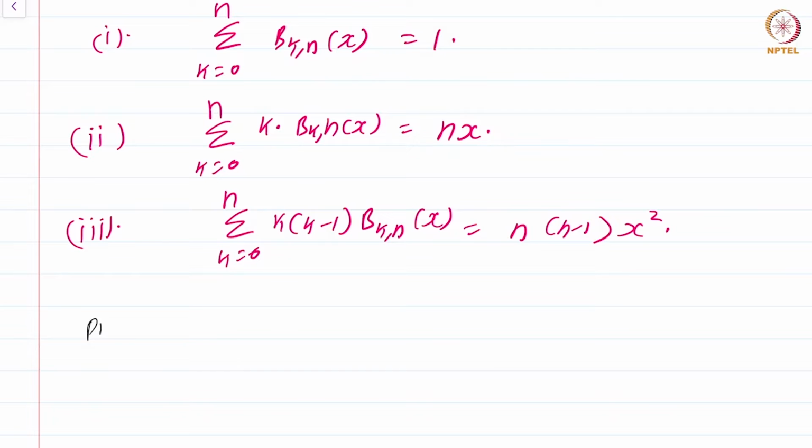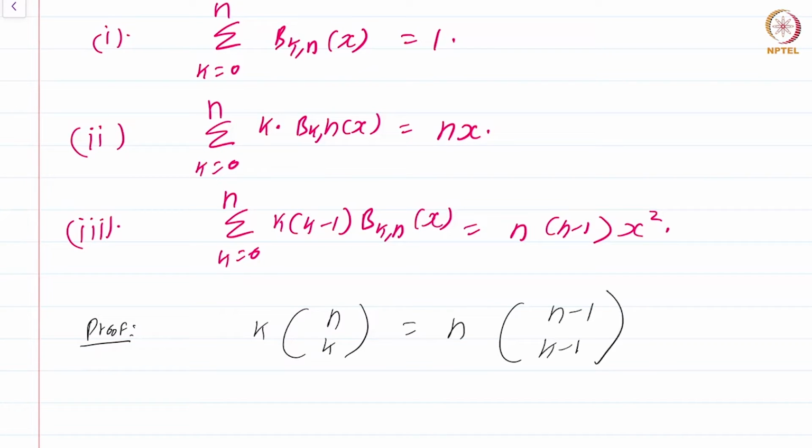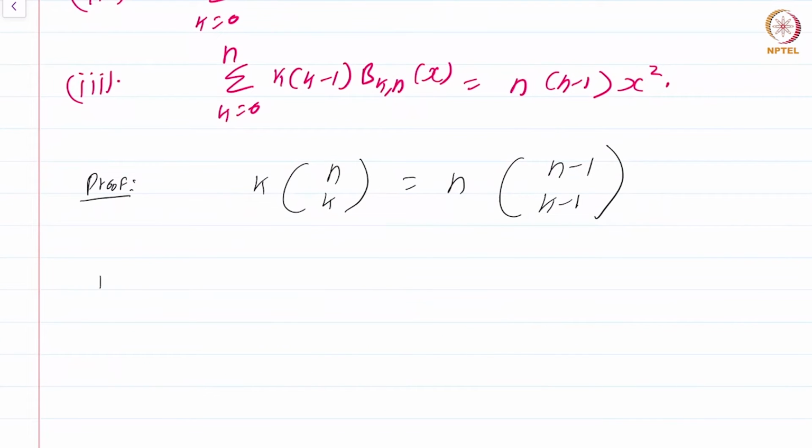So for this proof, I would need one basic property of these combinations. That is, I need this fact that k times n choose k is just n times n minus 1 choose k minus 1. I'm not going to prove this basic fact. It just involves expanding out the left hand side and the right hand side and seeing that both sides are equal. You might have seen this in high school. So this identity will be needed. So let's proceed to the proof of the second part.